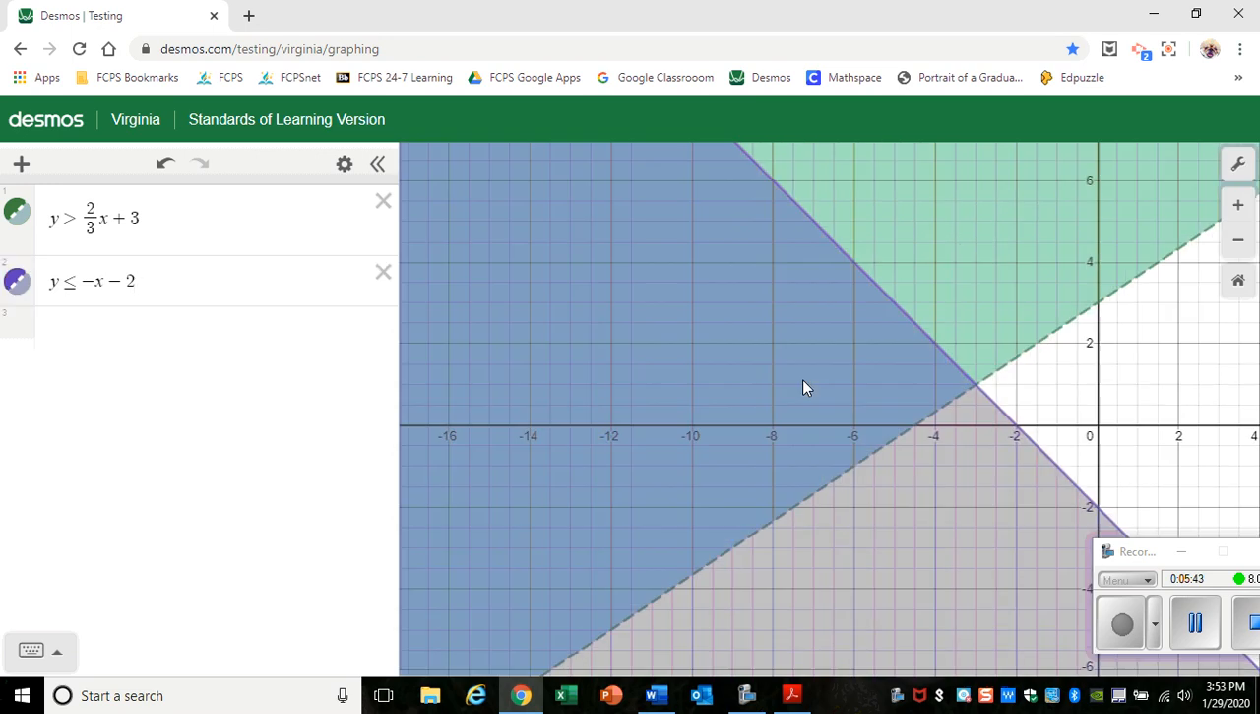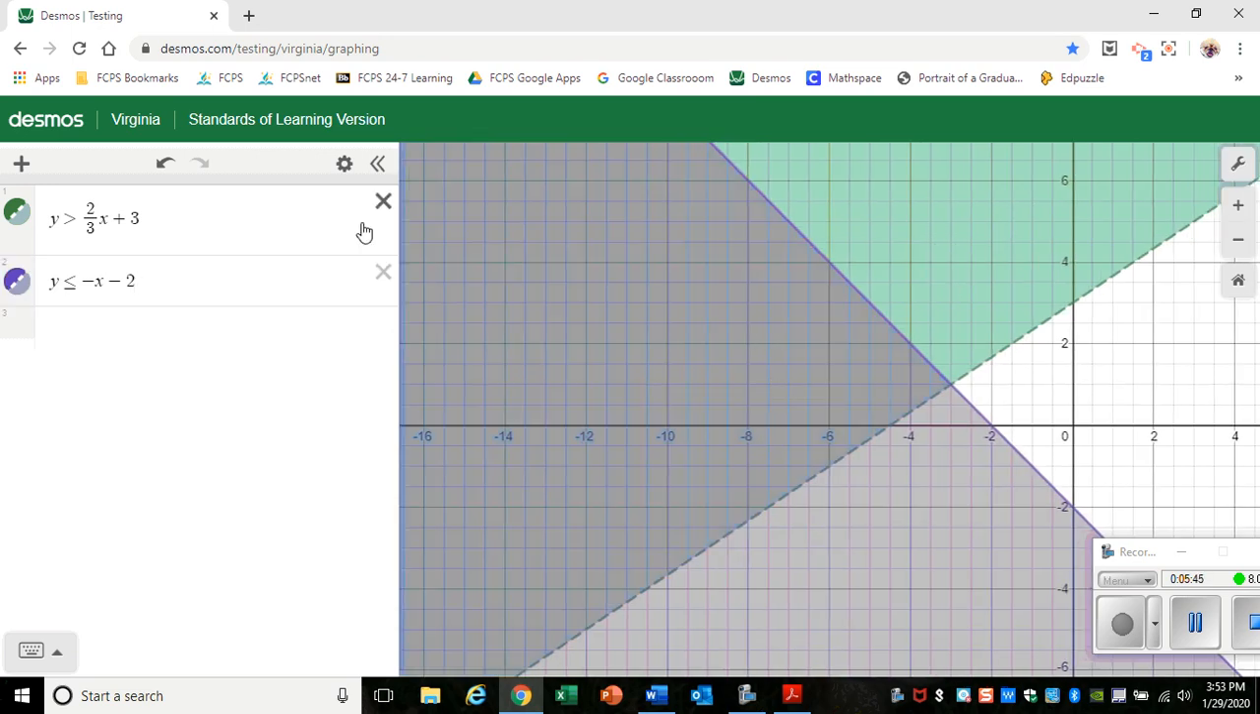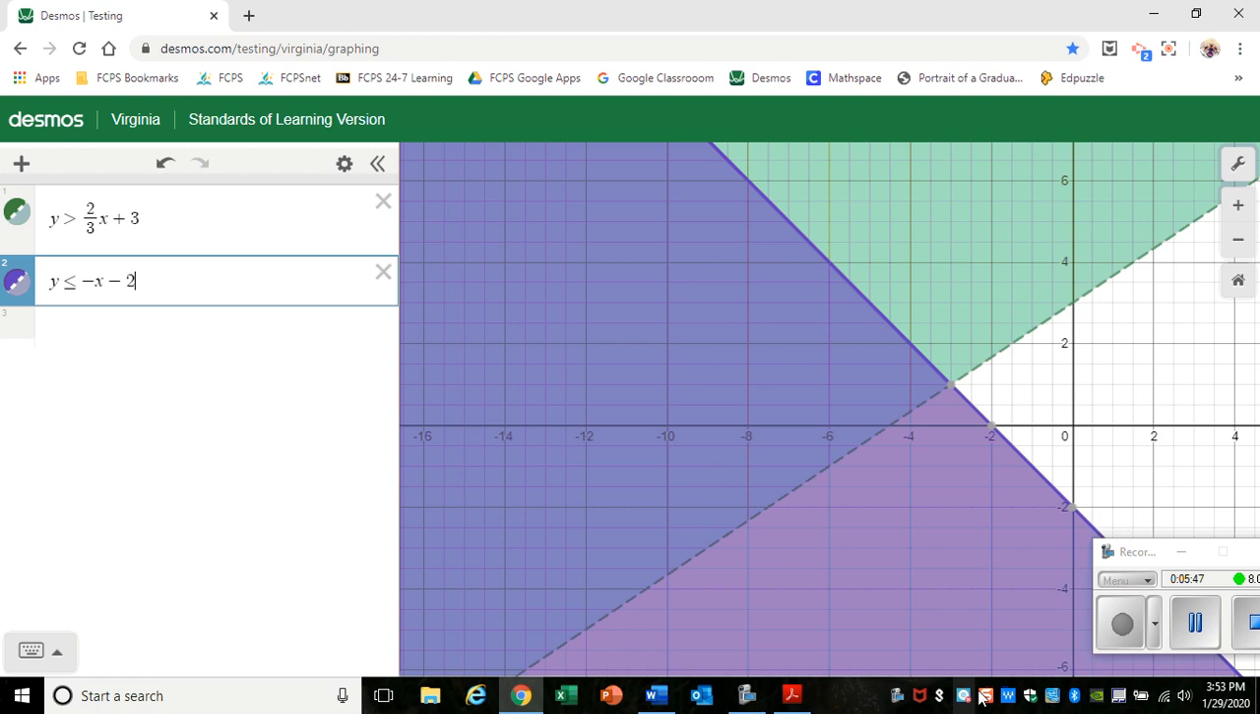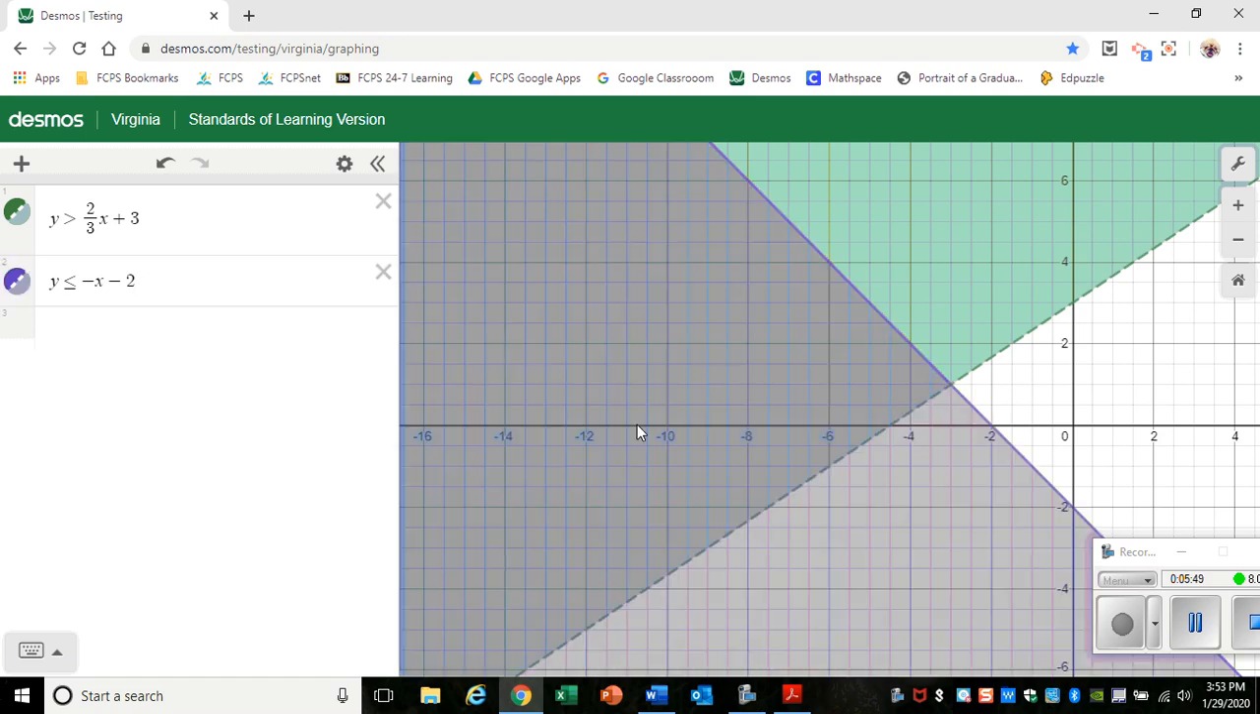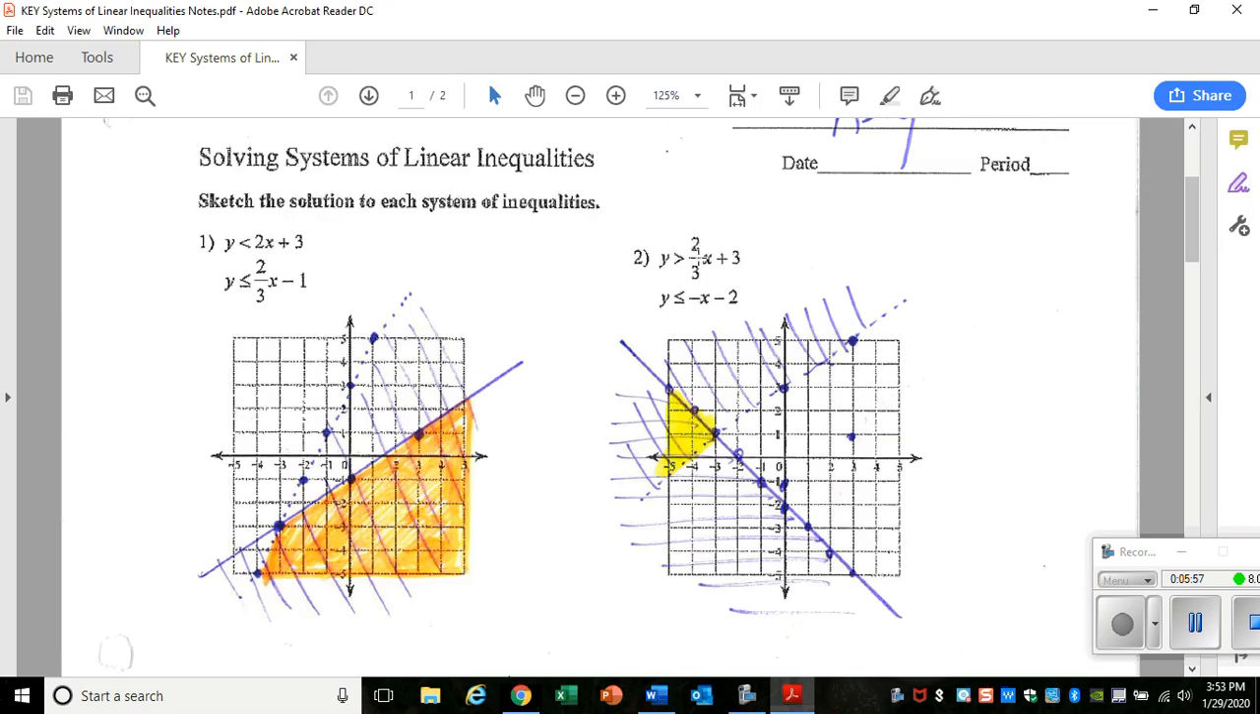And the answer is they shade: the top is green, the bottom one is blue, and this middle section right here, that's the overlap. That is the answer right there. So we're going to draw that on our paper. We're going to do the first one.